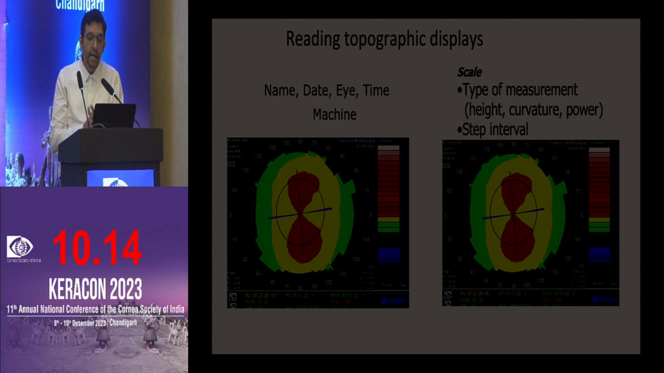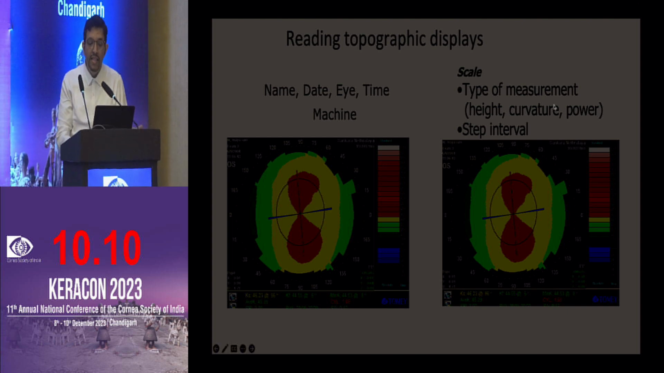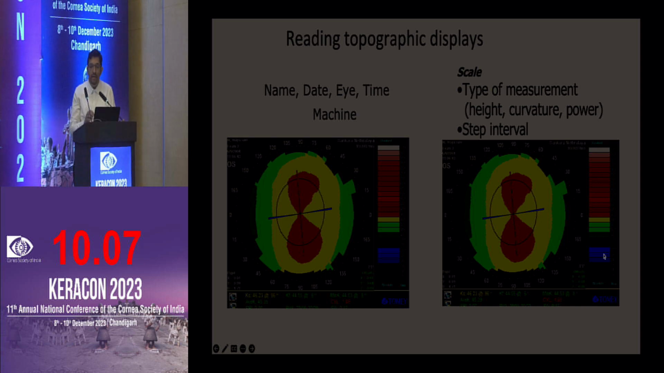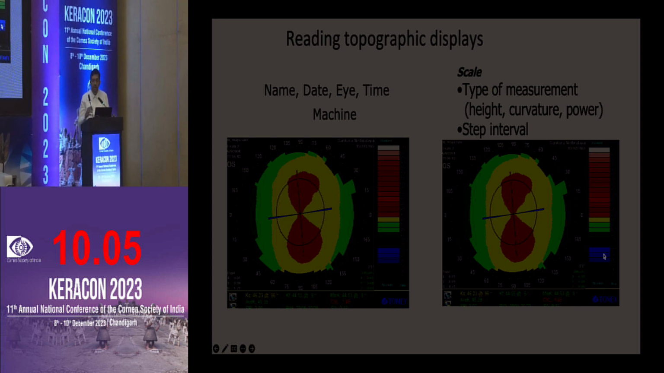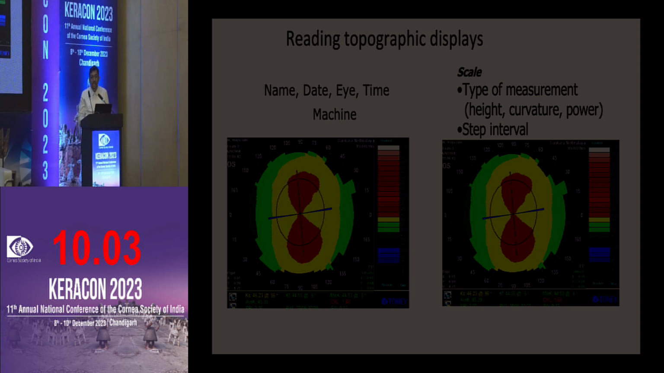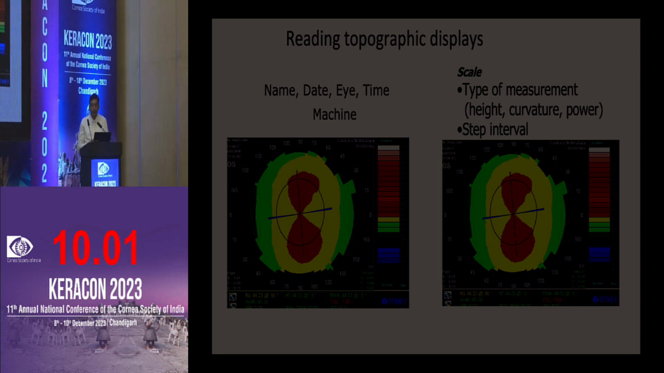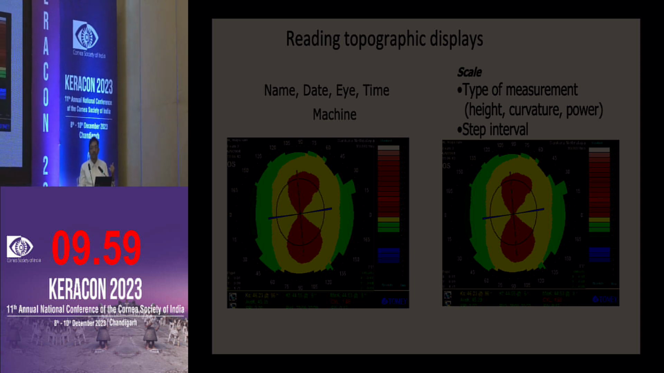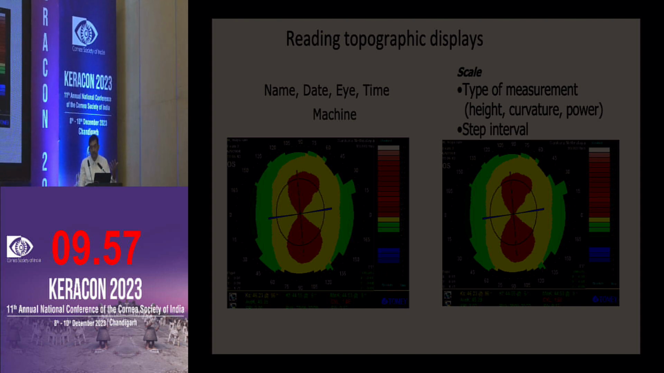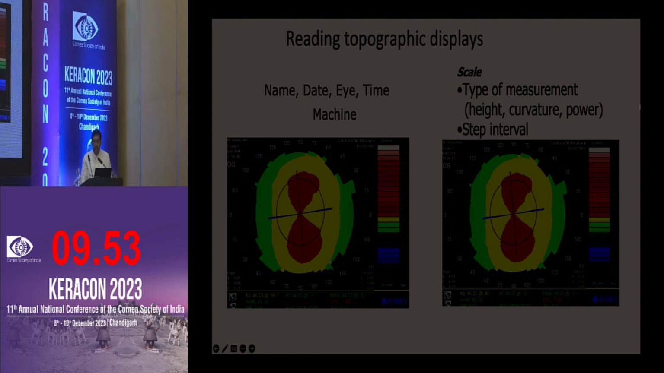So when you're looking at it, again, look at the demographic details, then look at the scale. When you're looking at the scale, you need to look at the interval at which your color coding is there, because we normally tend to get so used to just seeing the color codes, we get a little bit carried away. So if this difference is 0.5 or this difference is 0.25 or if this difference is 1, sometimes subtle changes might be masked. So you need to look at the values that are there at the side.